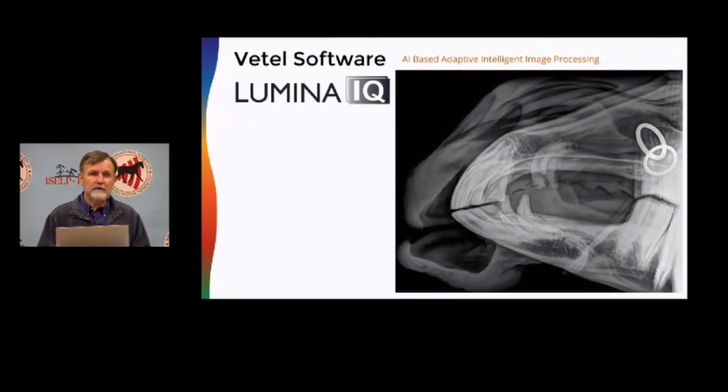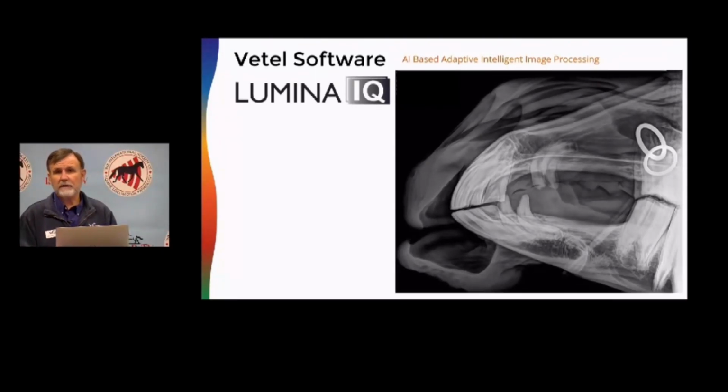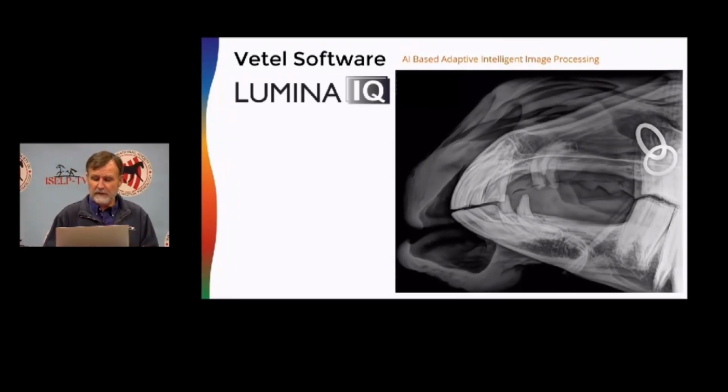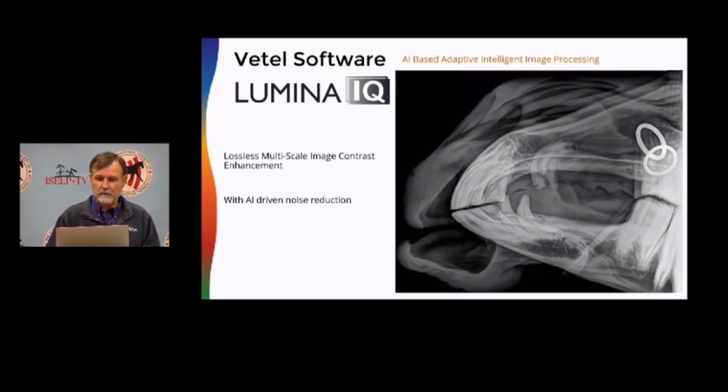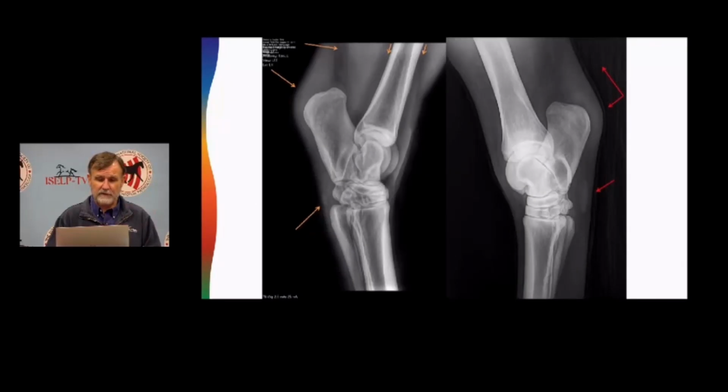Okay, next I'm going to talk about how artificial intelligence can improve the quality of radiographs. So first of all, there's different types of image processing. We want to talk about lossless versus lossy image processing, and then also how we're identifying noise and taking it out of the system. So we have an AI-driven noise reduction system. So the first thing I want to talk about is lossy versus lossless.